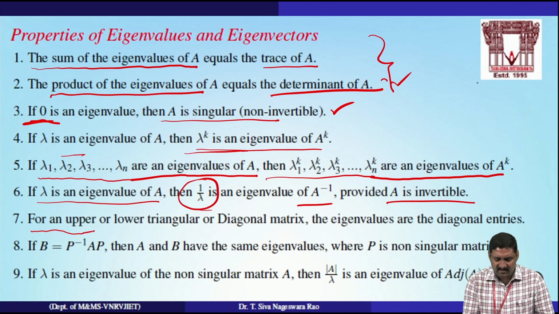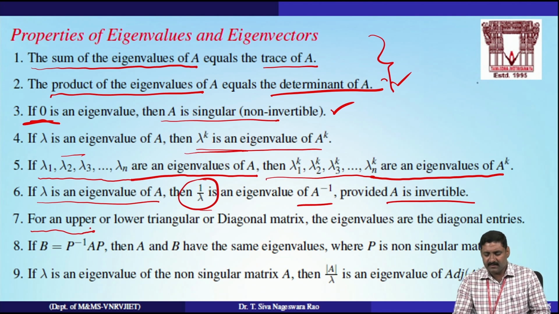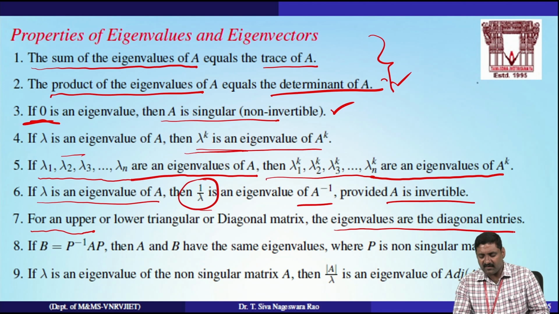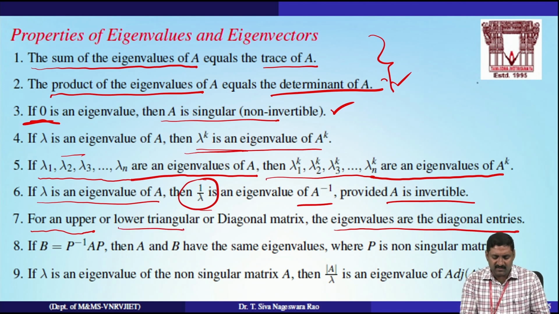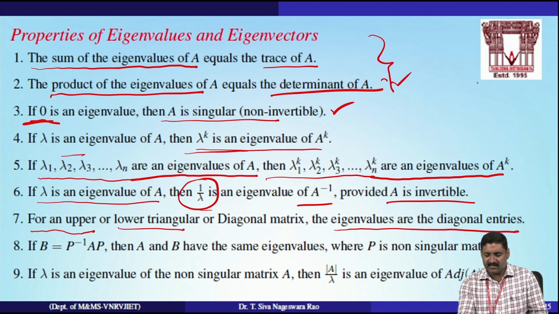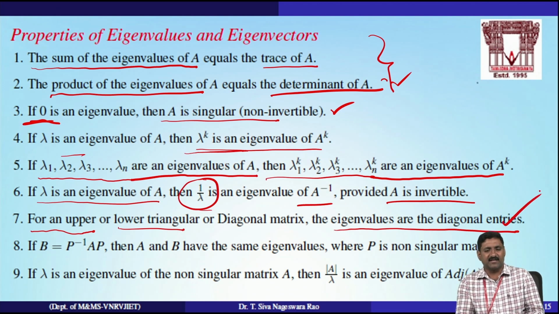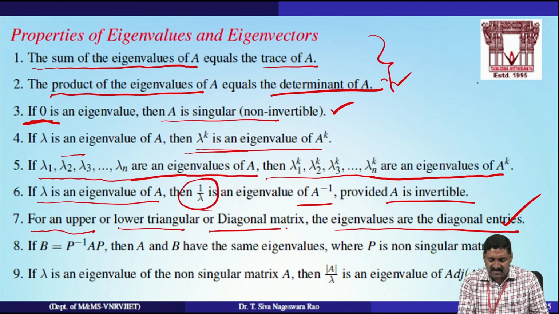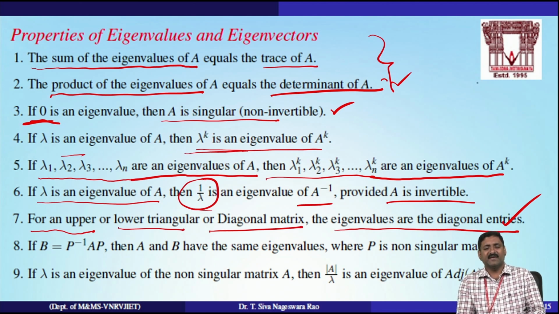For an upper triangular matrix, the eigenvalues are the diagonal entries. Similarly, for a lower triangular matrix, the diagonal elements are the eigenvalues. Similarly, for a diagonal matrix also, the eigenvalues are its diagonal elements. So for an upper triangular matrix, lower triangular matrix and diagonal matrix, the eigenvalues are just the diagonal elements.